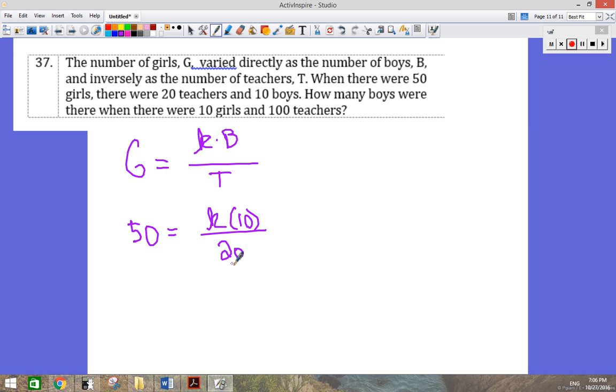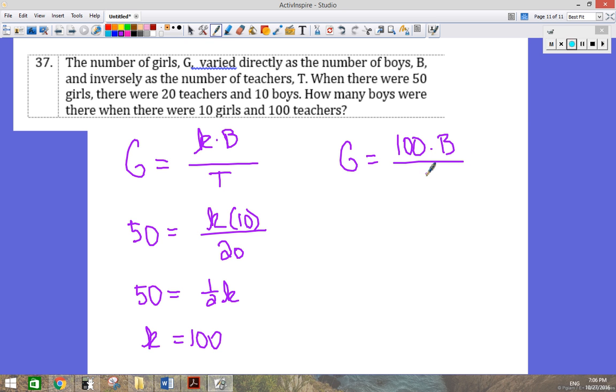Well, 10 divided by 20, that's just 1/2. So I've got 50 is equal to 1/2 times K. If I multiply both sides by 2, K is equal to 100. So my equation says the number of girls is equal to 100 times the number of boys divided by the number of teachers. So the 100 remains constant through the problem.